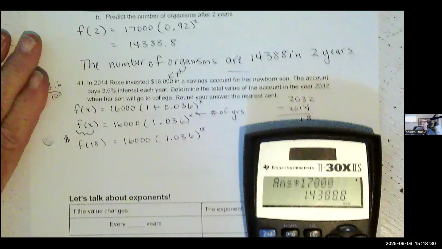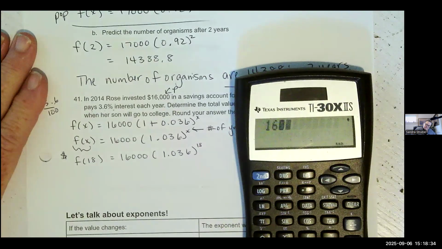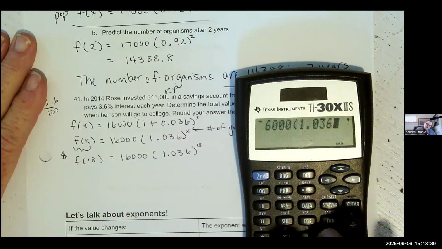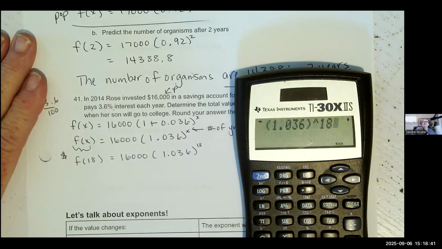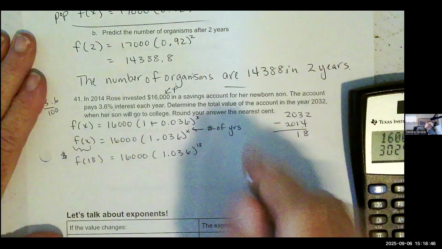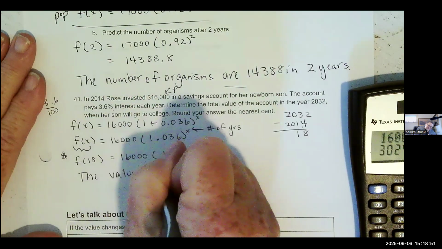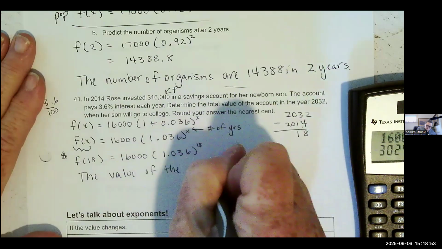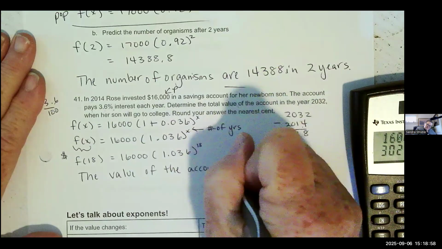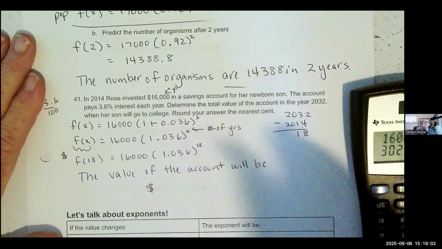The last one I did order of operations. This one I'm going to just put the whole thing in. So 16,000 parentheses 1.036 raised to the 18 equals the value of the account, using their words, will be, because it's 2032, we're not there yet. I can choose the verbs now. Will be, don't forget your dollar signs. We're dealing with money here.